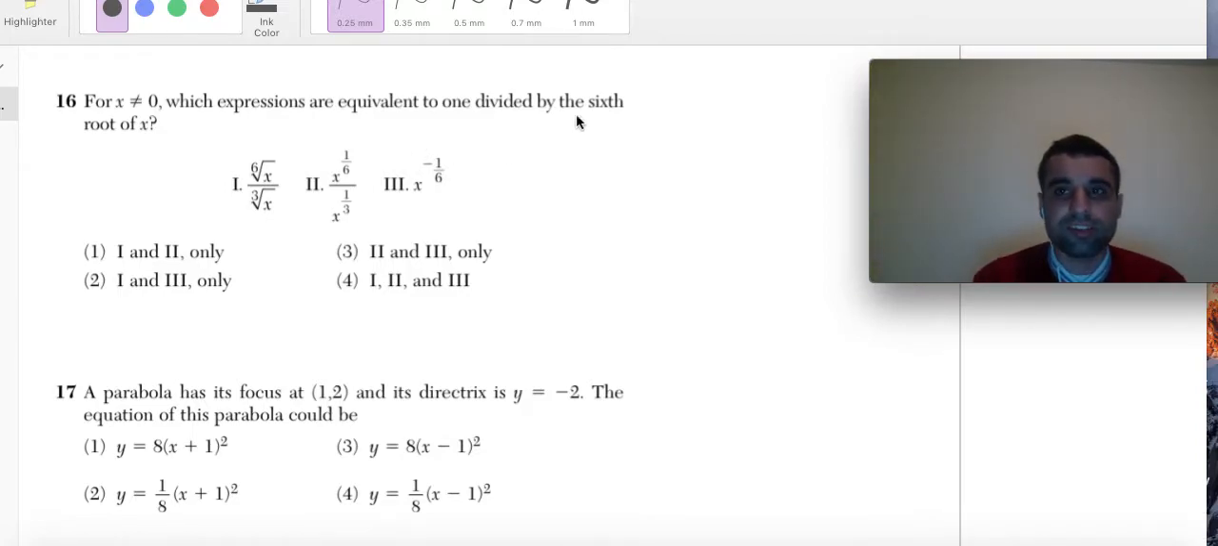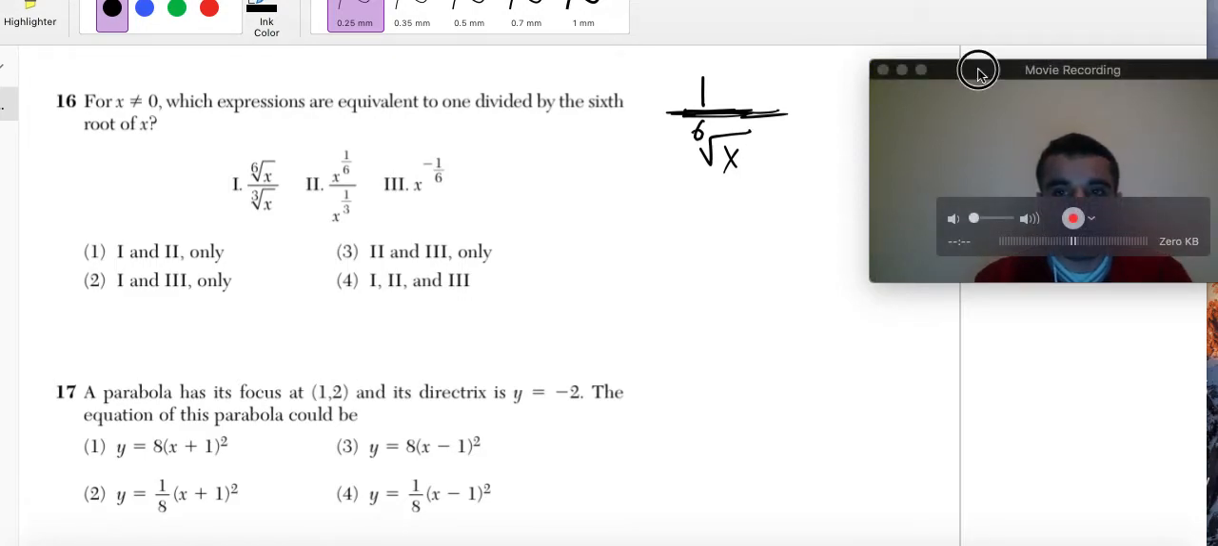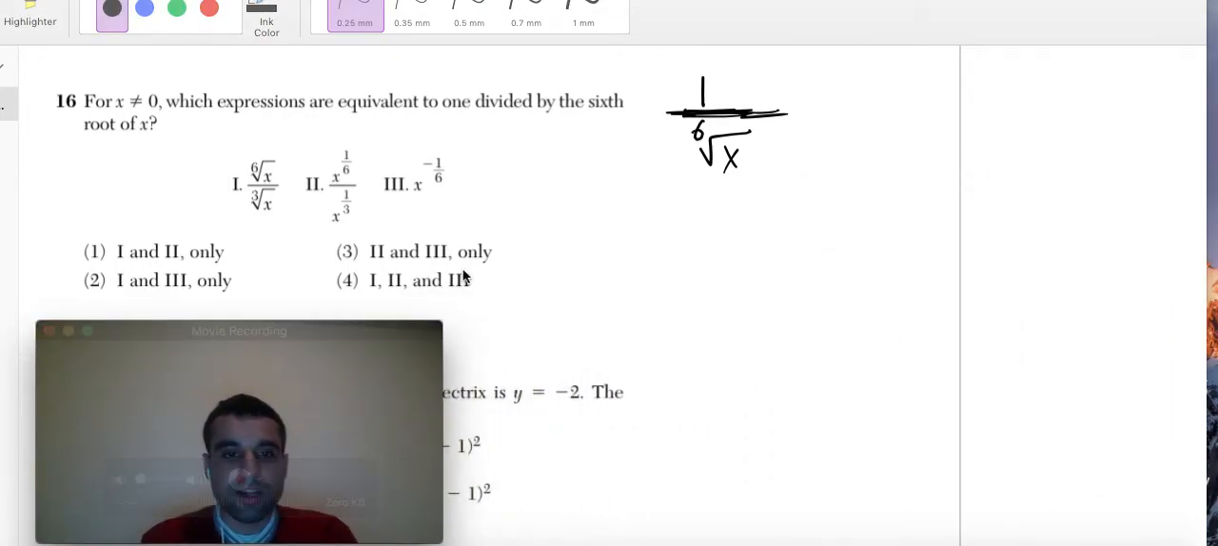Now, number 16. Which expressions are equivalent to 1 divided by the 6th root of x? So let's just take each of these expressions and see if they could be rewritten like that. So I'm going to look at option 1 first. So option 1, we have the 6th root of x, which is the same as x to the 1/6, over the 3rd root of x, which is the same as x to the 1/3.